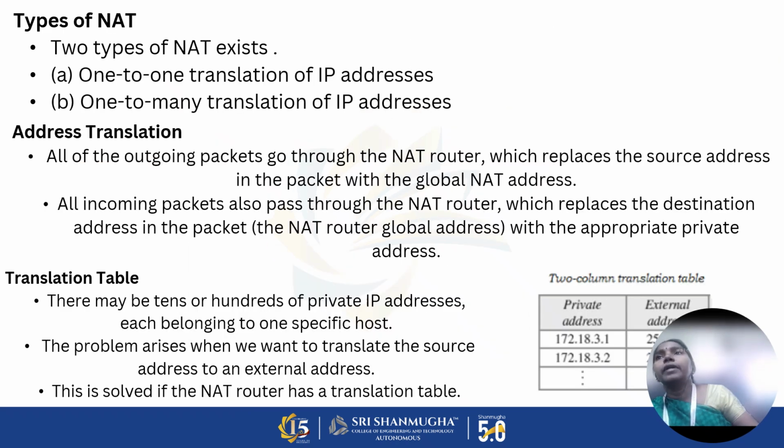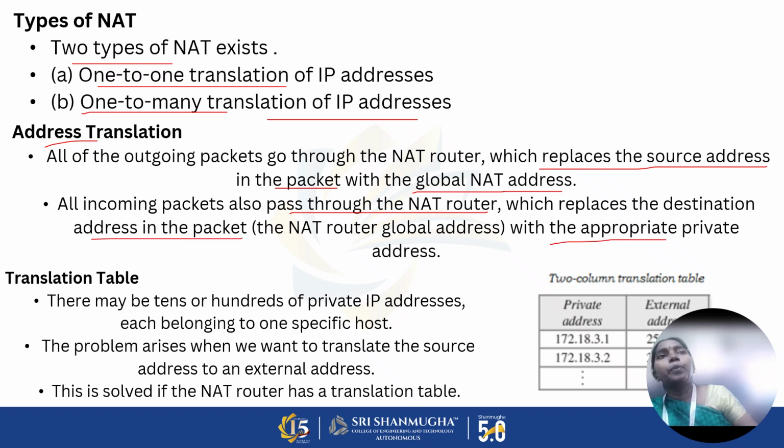And types of NAT. Two types of NAT exist. One is one-to-one translation of IP addresses. One-to-many translation of IP addresses. The address translation: all of the outgoing packets go through the NAT router, which replaces the source address in the packet with the global NAT address. All incoming packets also pass through the NAT router, which replaces the destination address in the packet with the appropriate private address.